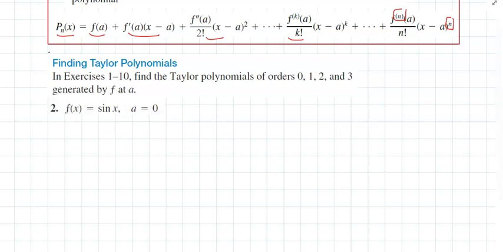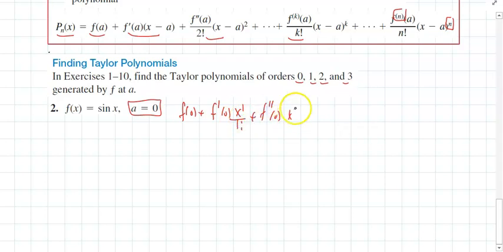So, when they say find me a polynomial of degree 0, 1, 2, or 3, well, this is what I'm going to say. Since this is centered at 0, that's Maclaurin. This is going to be f of 0 plus f prime of 0 times x to the 1 over 1 factorial, f double prime of 0, x squared over 2 factorial, and no need to go beyond 3.